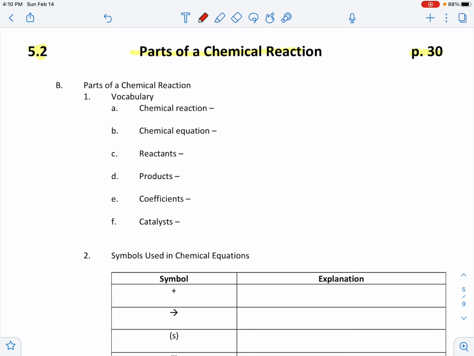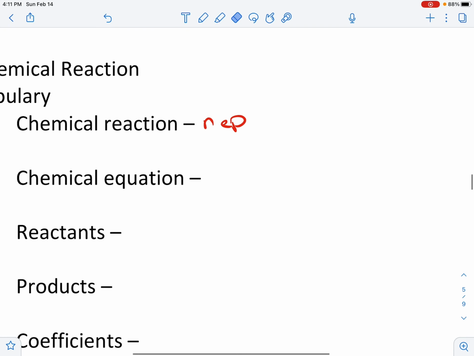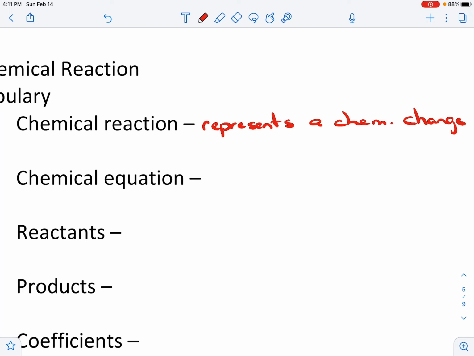All right, we talked about chemical change in our last video. What we're going to talk about here is our chemical reaction, and so this represents a chemical change. We're going to talk about how to represent them, and then we have our chemical equation, and this is going to be a shorthand version of a chemical reaction. This is what we're going to use to represent our chemical reactions, and we'll have them balanced, and we'll actually add some calculations with this in our next portion.